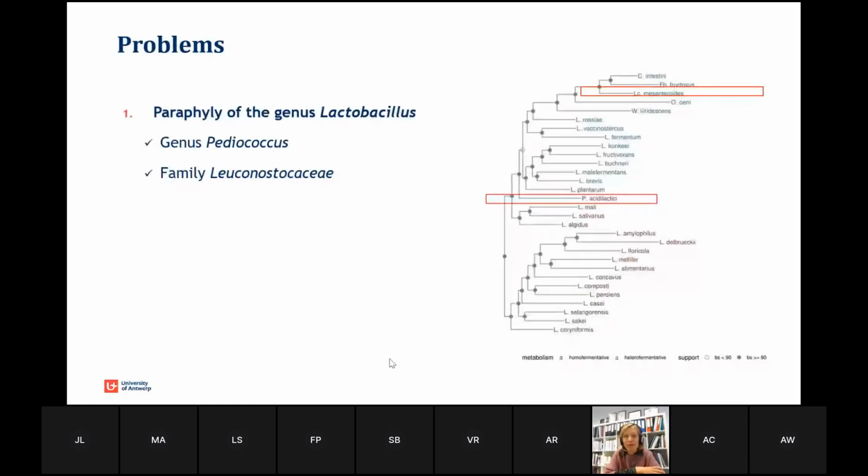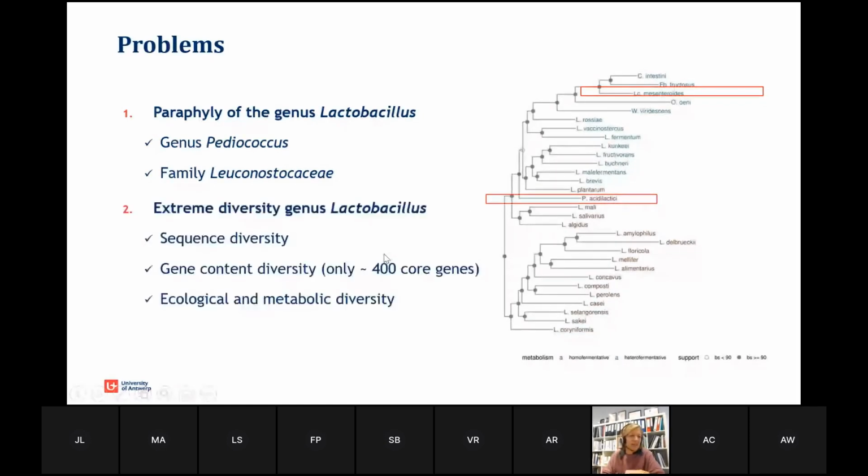And to quickly show some of these problems, for example, in the tree of the Lactobacillus genus, there was also the other genus Pediococcus present here in the red box, and also a whole family, the Leuconostocaceae. And we were a little bit similar to the fungal diversity mentioned previously. We also had problems with this extreme diversity of the genus Lactobacillus in terms of sequence diversity, but also gene content and in terms of ecological and metabolic diversity.